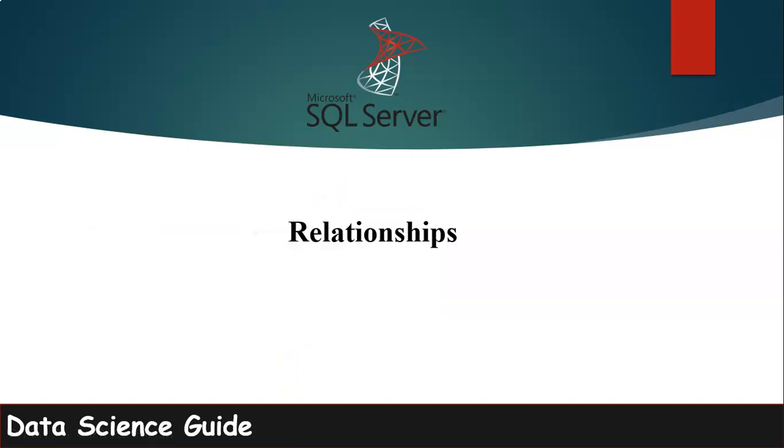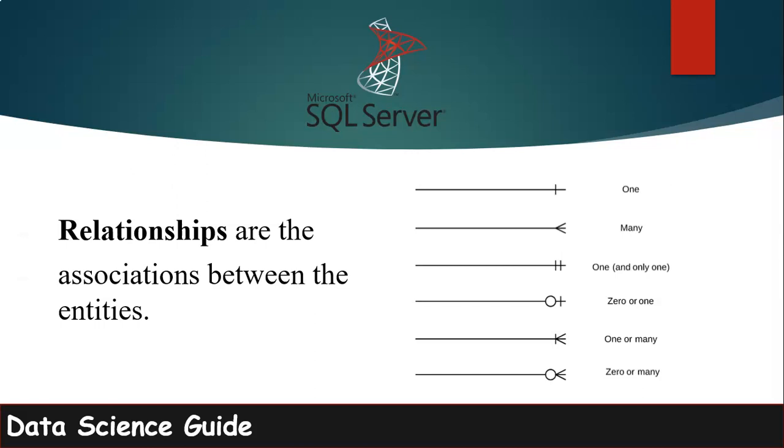And we come to the third part of the ERD, which is relationships. Relationships are the associations between the entities. And we have different types of relationships. The first one here in this picture is one. The second one is many. The third one is one and only one. The next one is 0 or 1. The one after that is one or many. And the last one is 0 or many.